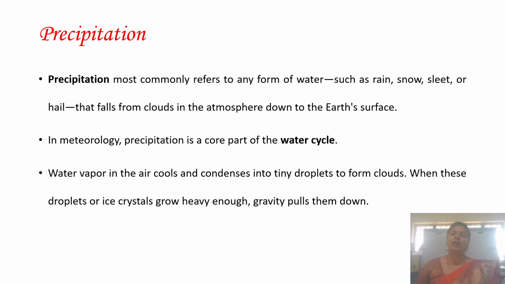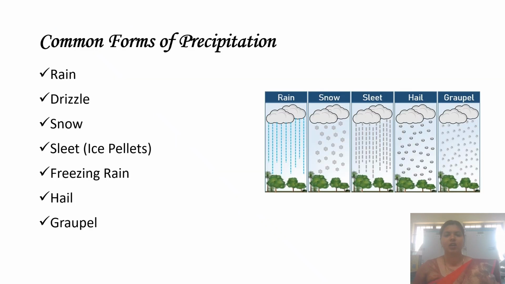our school days, right? So the water vapor present in the air cools and it comes down as rainfall, and because of gravity it is pulled towards the ground. This is the common thing we all know. So in this lecture we'll concentrate on different types of precipitation. The common forms of precipitation which we see are rain, drizzle, snow, sleet, freezing rain, hail, and graupel. So now let us see them one by one.